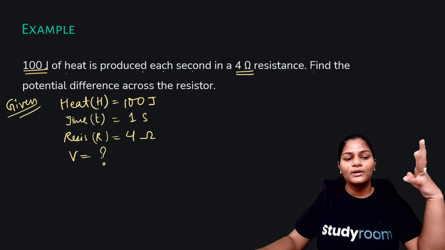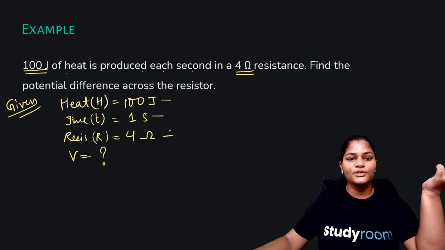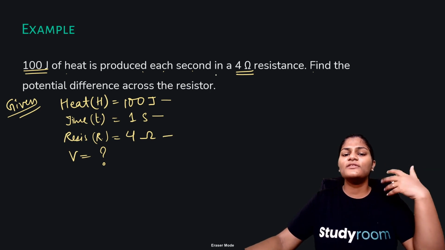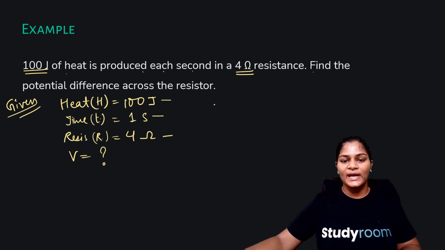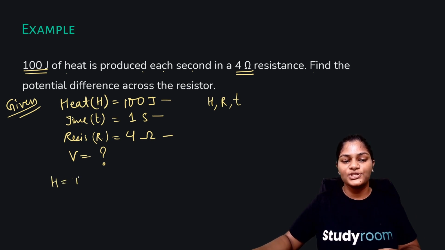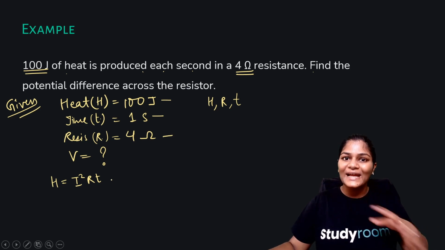Now, what is coming to your mind looking at this H, time, resistance? What is given to us? We are given H, we are given T, we are given R. So think about it. You have H, you have T, you have resistance. What is the first formula that comes to your mind using H? Using H, R, T, the formula that should come to your mind is Joule's law of heating formula, which is H is equal to I square RT.